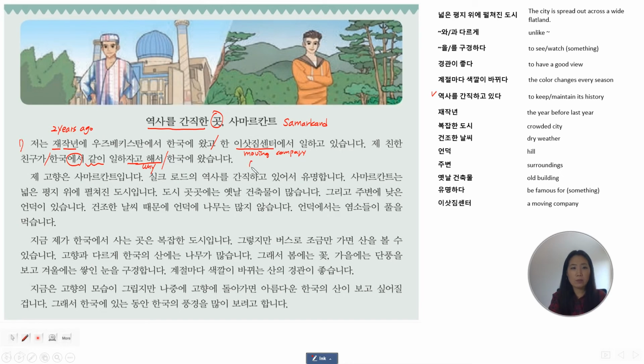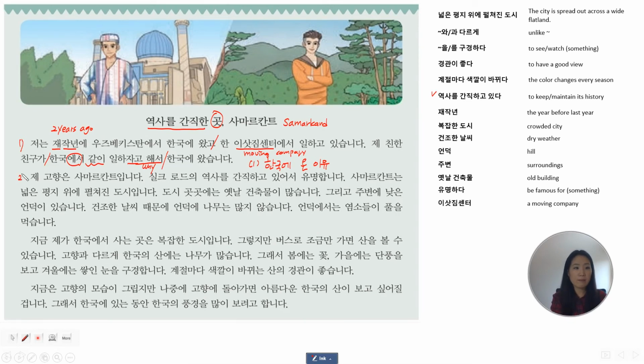So what is the main idea of this paragraph? So the paragraph is 한국에 온 이유. The reason why this person came to Korea. So that's the main idea of the first paragraph.